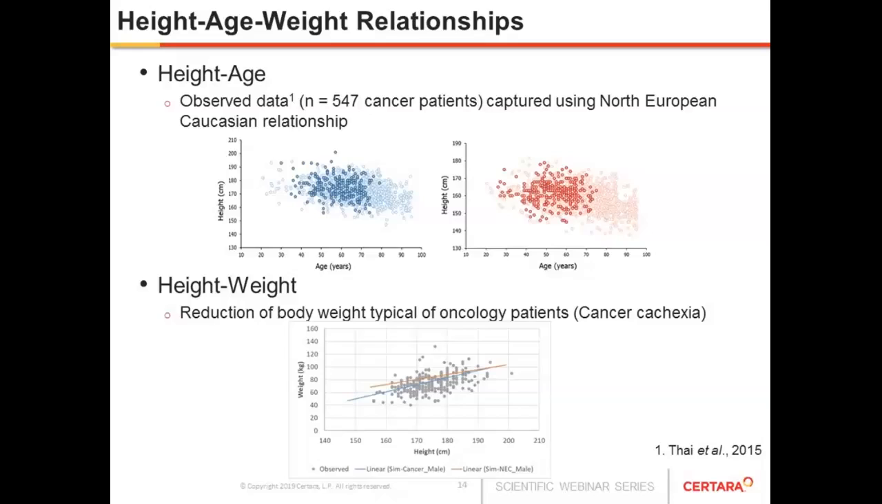One key difference, though, is in height-weight, and obviously there are changes in weight which are associated with cancer. Some of this is down to general weight loss, but also loss of muscle mass, for example. So essentially what you'll see is that there is a different relationship with height to weight. So that is taken into account in this population.